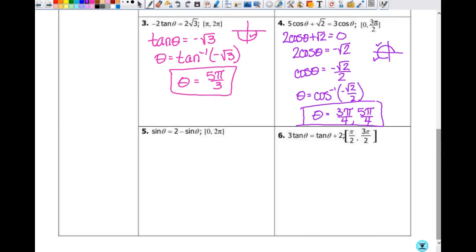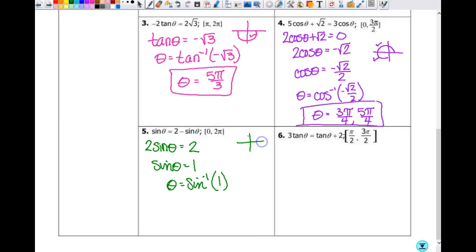So let's look at number 5. Sine theta equals 2 minus sine theta. So do the sine thetas just cancel out? No. Okay, this is negative, so I'm going to add it to both sides, right? So I'm going to get 2 sine theta equals what? 2. Divide by 2. So sine theta is equal to 1. So theta equals the sine inverse of 1.